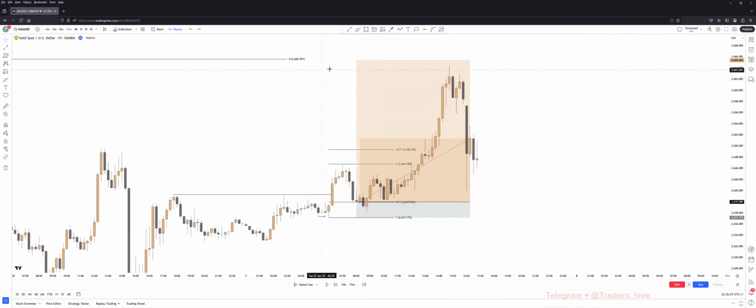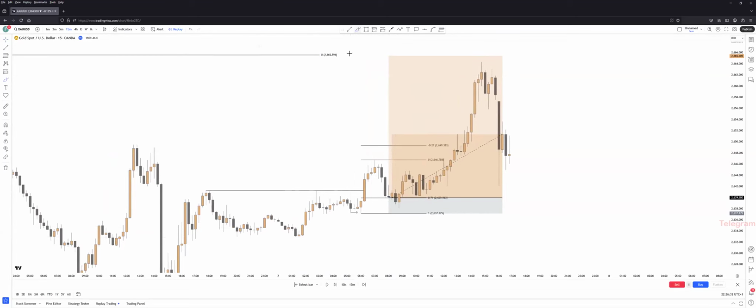You don't want to title everything as a break. You don't want to title everything as a sweep. You just have to calm down and wait for clean opportunities, like this one: sweep of the previous market structure, break of internal, break of external with clean high volume and an order block. Beautiful entry opportunity. Here, this is uncertain price action.